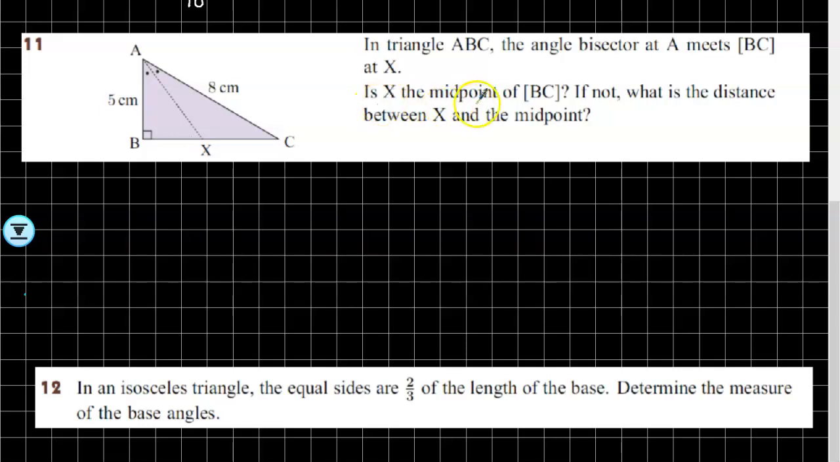So is X the midpoint of BC? How would we know if it's the midpoint or not? Wouldn't we break it down, break the figure down into a right angle triangle and then the other one? Yes, because we have the angle of the other one. Do we? We could find it.